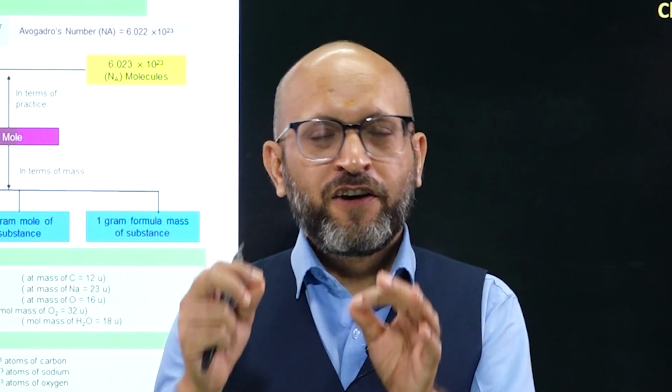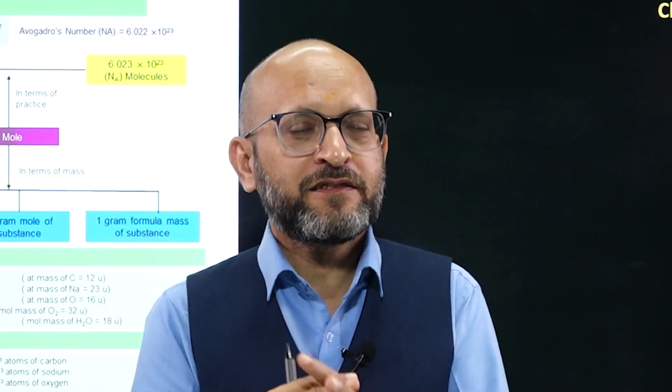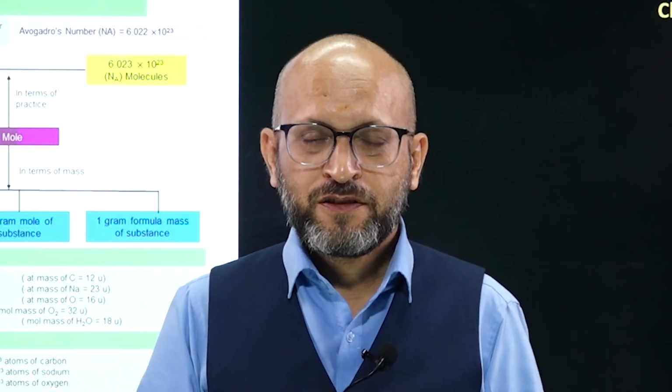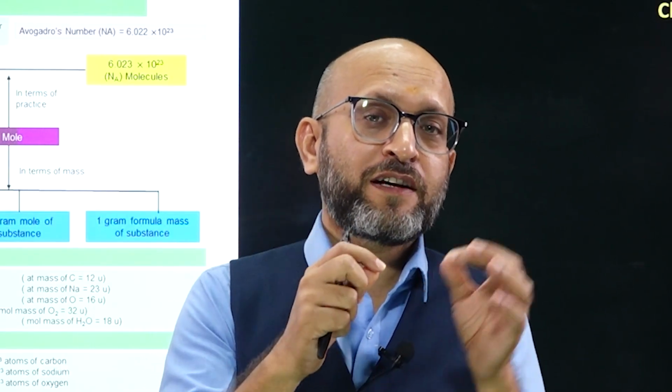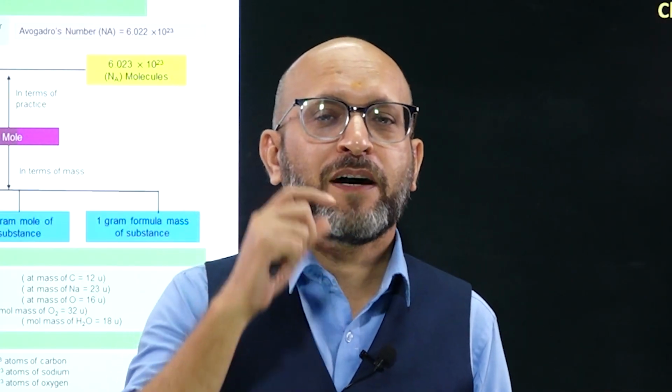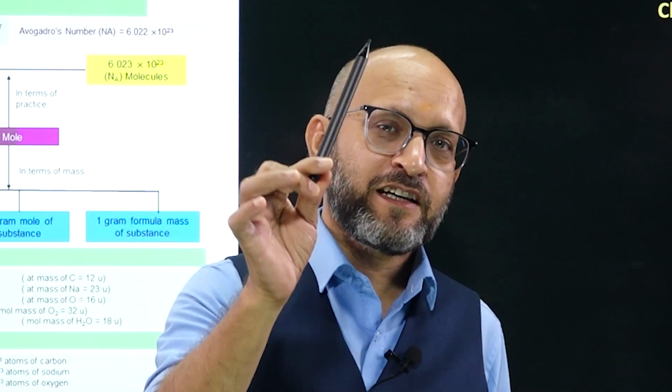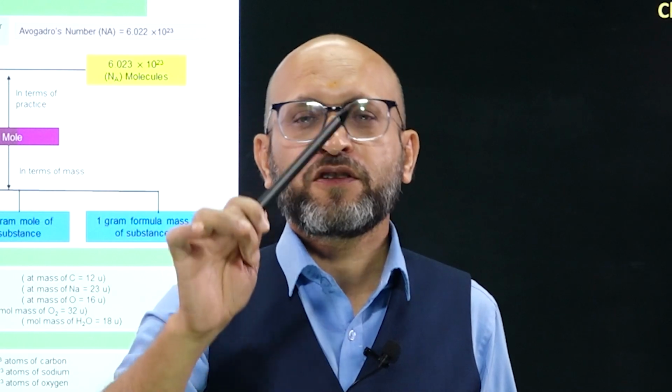If I say 1 mole of oranges, that means 6.022 into 10 to the power 23 oranges. If I say 1 mole mango, that means 6.022 into 10 to the power 23 mangoes. If I say 1 mole bananas, that means I am asking about 6.022 into 10 to the power 23 bananas. That's simple, right? If I say 1 mole of this pen, that means how many pens? 6.022 into 10 to the power 23 pens.